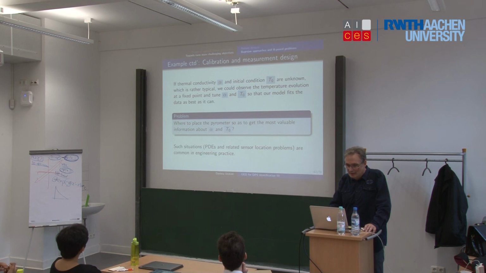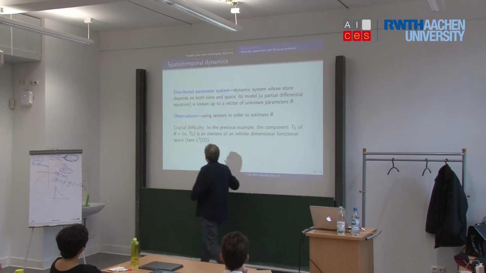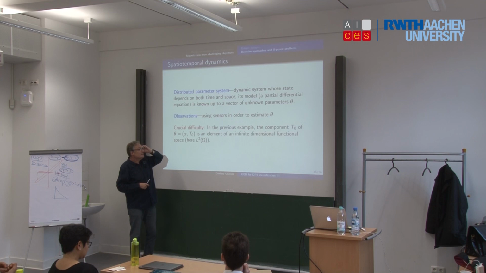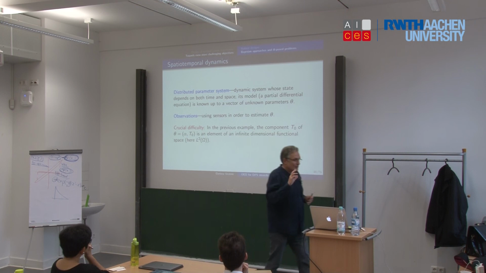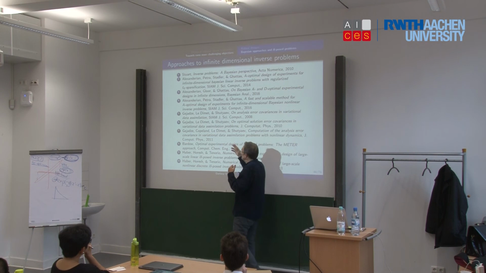The difficulty here comes from the fact that the initial distribution is not a vector. It is a function. So it is an element of an infinite dimensional functional space. Most often we assume here that it is the space of square integrable functions. So how to identify such functions? Here you can find some of the most representative papers in this area.